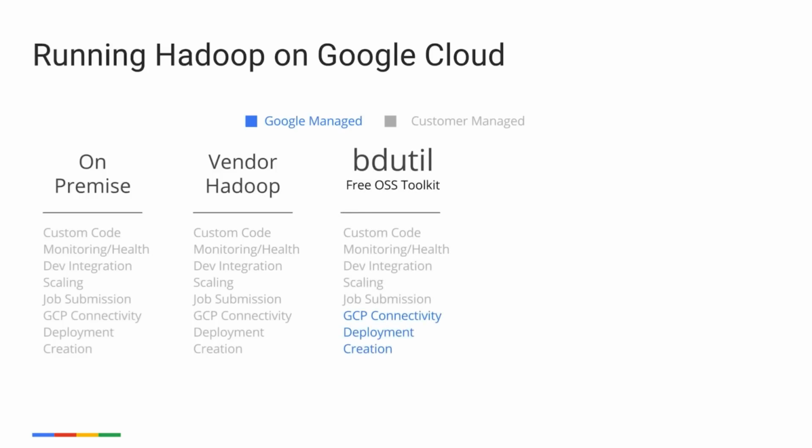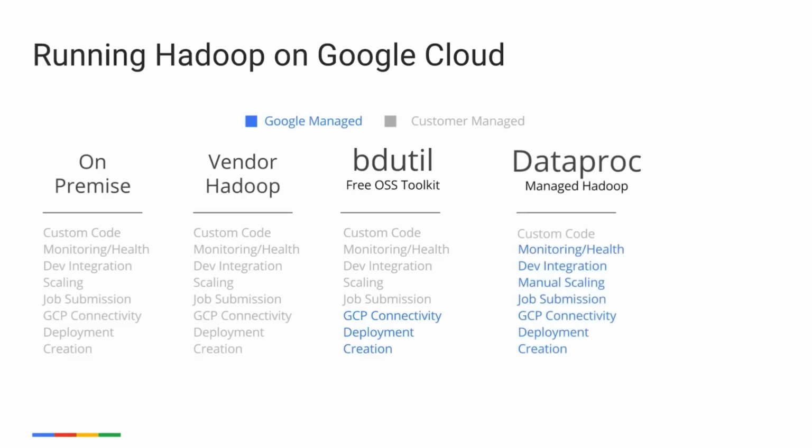The second option is what we call BDutil. It's a set of command line utilities that allow you to create, manage, and use Spark and Hadoop clusters on Google Cloud. With BDutil, we give you generally vanilla components in the Apache Spark and Hadoop ecosystem, but you're still self-managing your own cluster. The third option is our fully managed Spark and Hadoop service, Google Cloud Dataproc.